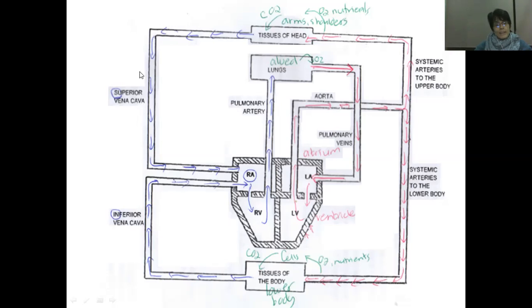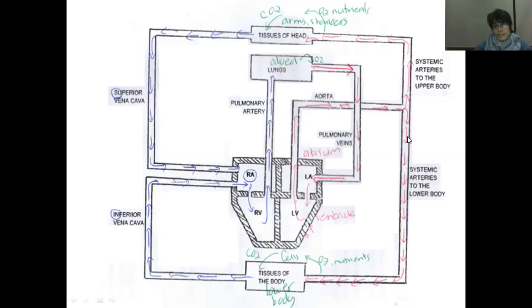So the superior vena cava is bringing the deoxygenated blood back from the top of your body, the arm, the head, the neck, the shoulders. Looks like I'm doing a dance, all right? And that superior big vein, vena cava means big vein, superior from the top part of your body, that blood enters the right atrium.